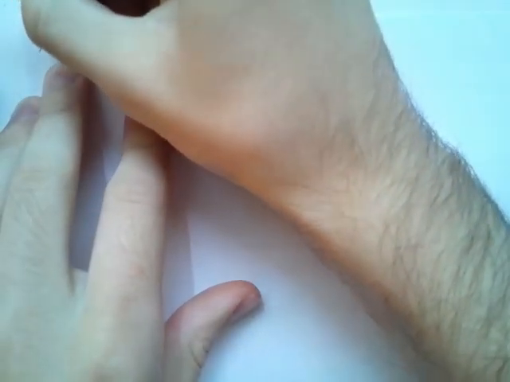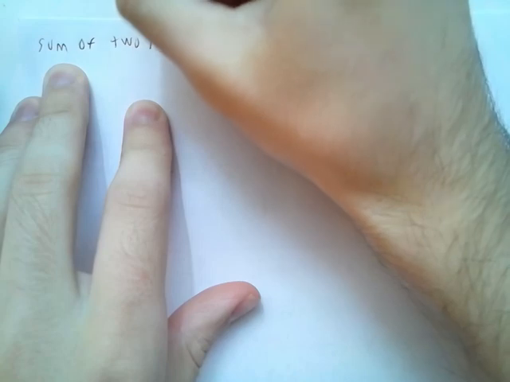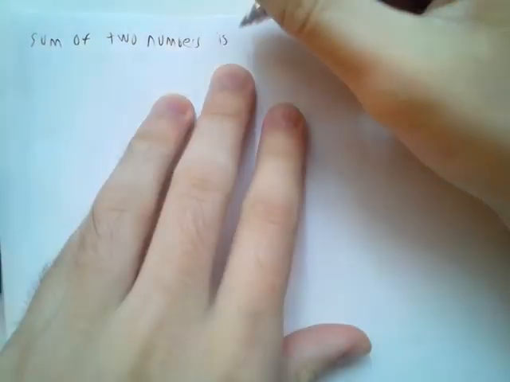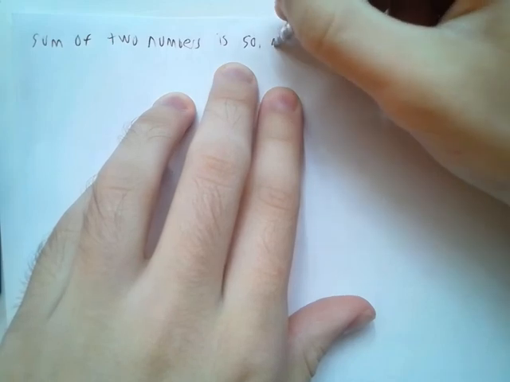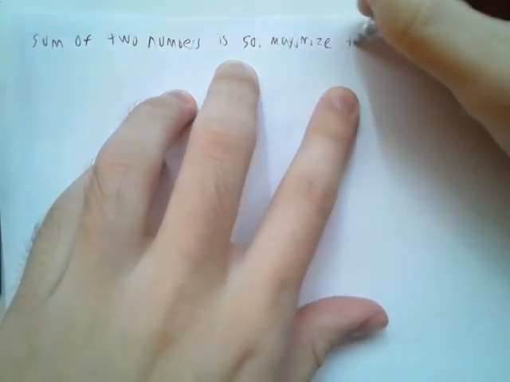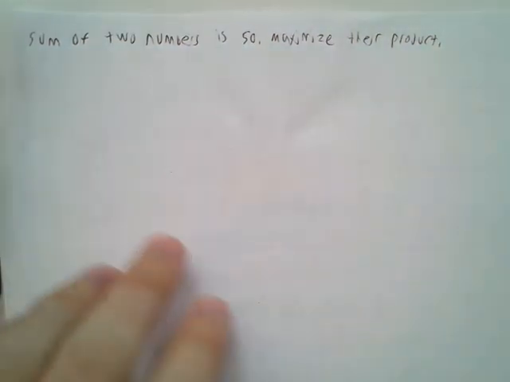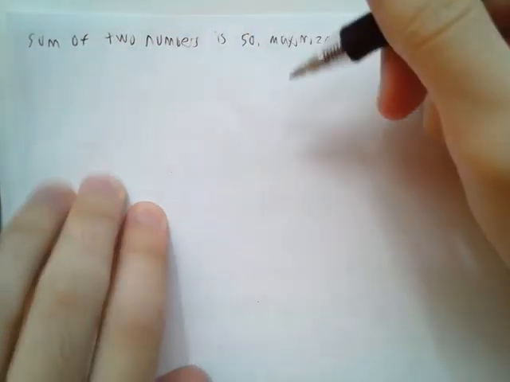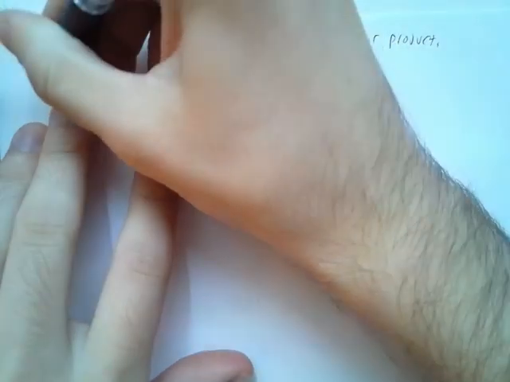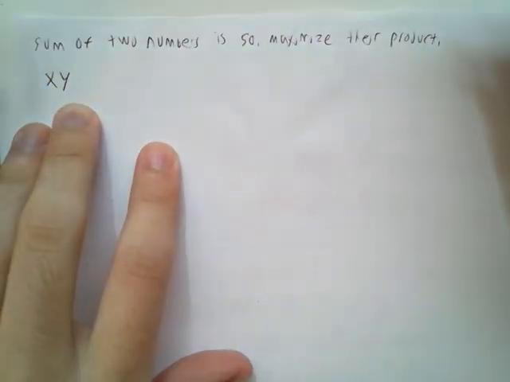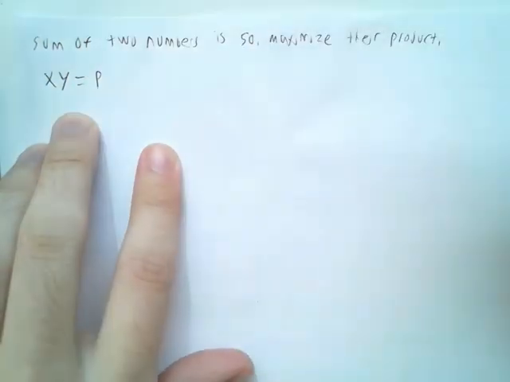Okay, so I'd like to do one more example of an optimization problem. So let's suppose the sum of two numbers is 50. And we want to maximize their product. So in this case, let's write down an equation for what we want to maximize. It's xy. And we'll call this P because it's a product.